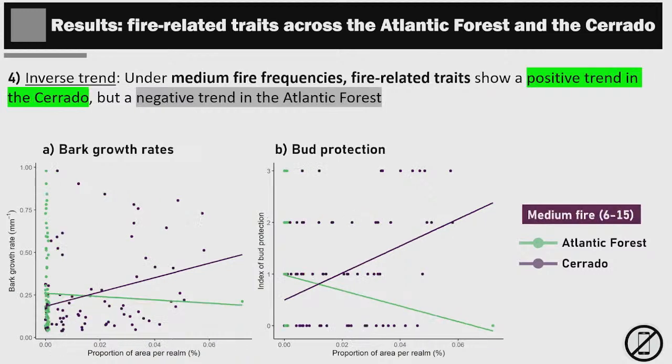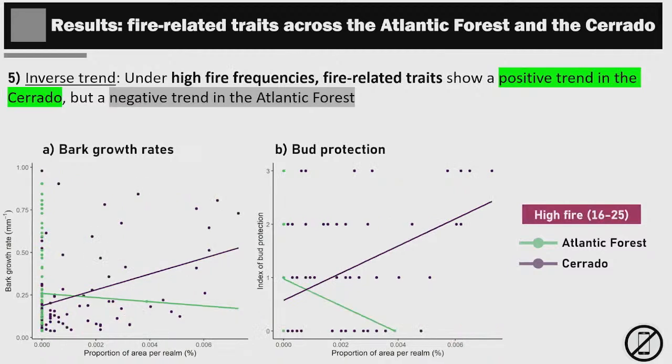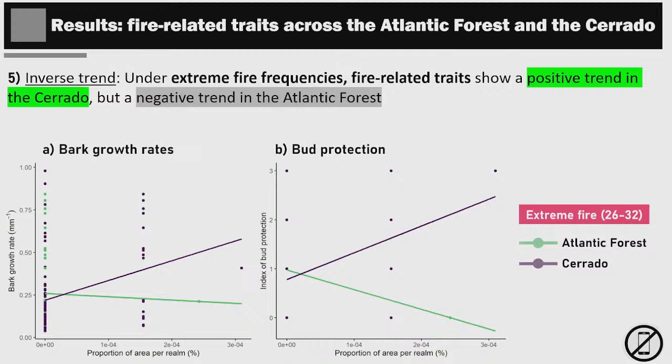We observe the same pattern in areas with medium fire events, medium frequency, 6 to 15 fire events. The same pattern for high fire frequencies and extreme fire frequencies, but with much lower data to rely on because not much of the territory can be burned 32 times in 36 years, so that's a very high frequency.